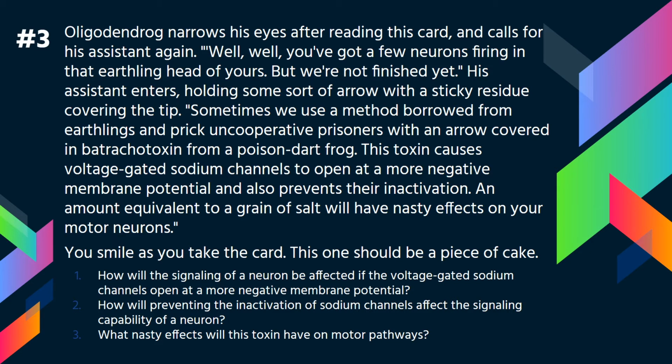Number 1, how will the signaling of a neuron be affected if the voltage-gated sodium channels open at a more negative membrane potential? Number 2, how will preventing the inactivation of sodium channels affect the signaling capability of a neuron? Number 3, what nasty effect will this toxin have on motor pathways?